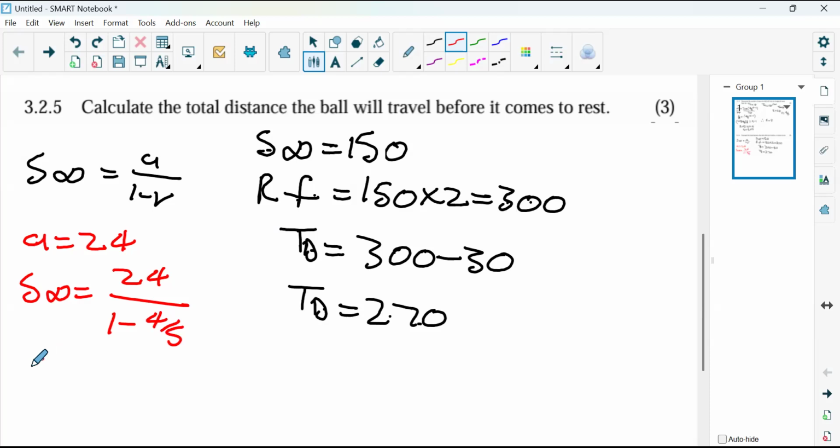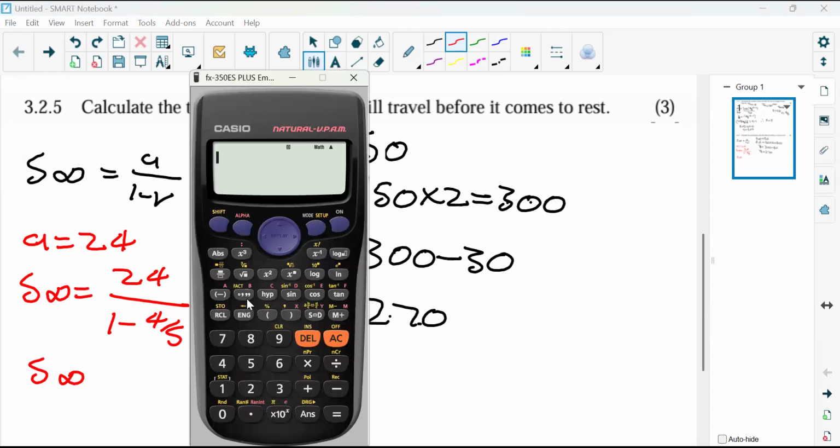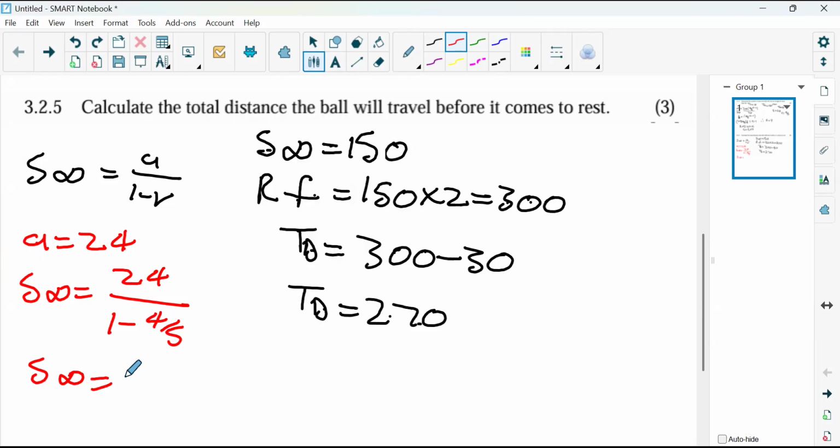Let's put it in our calculator, and it's going to give us 120. I have a calculator in my mind, so I already have the answer. So the answer is equal to 120. Now, this one is for the rise.